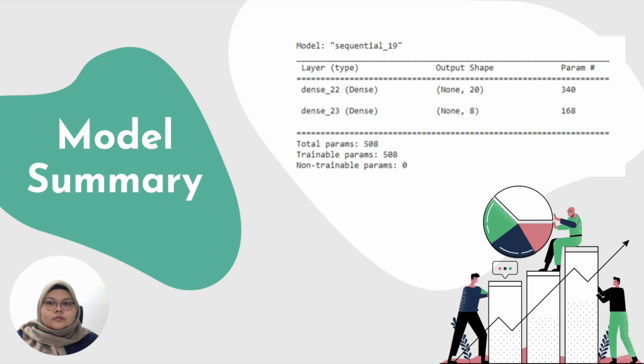Next, this is the model summary that we obtained. As you can see, there are 2 layers in this model. The first layer, which is dense 22, also stated as the input layer, has 20 hidden units, and the number of coefficients is 340, weights computed together with the bias. And another layer, which is dense 23 or the output layer, has 8 outputs and the number of coefficients is 168.